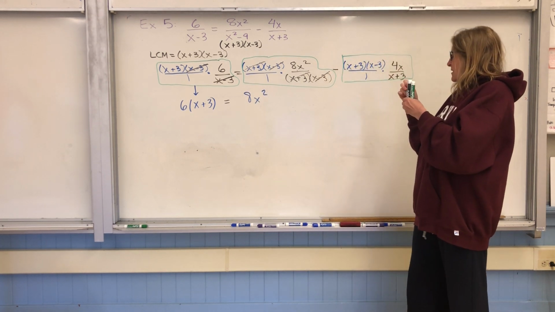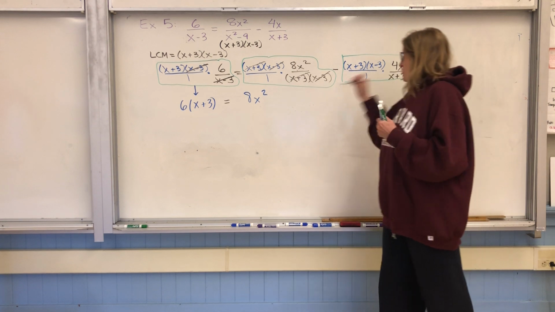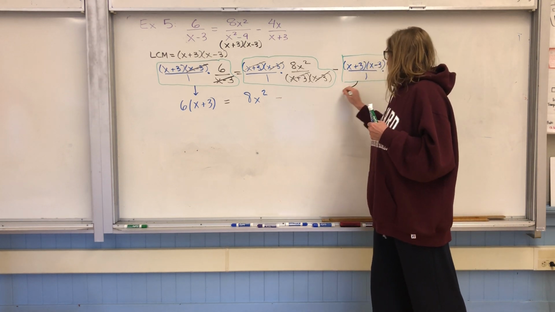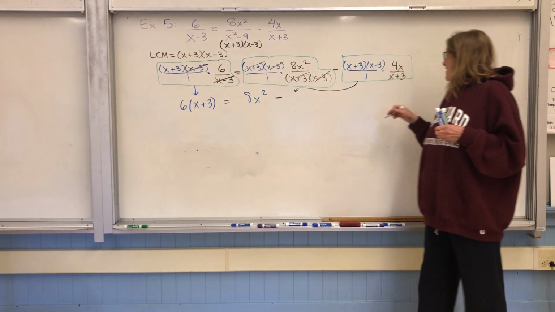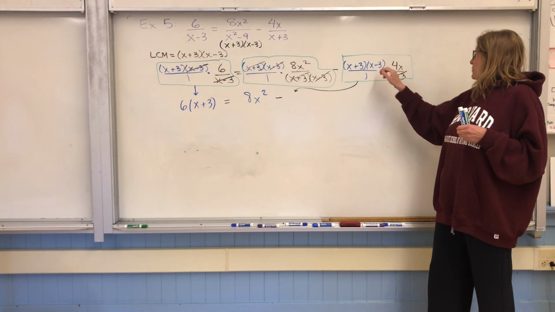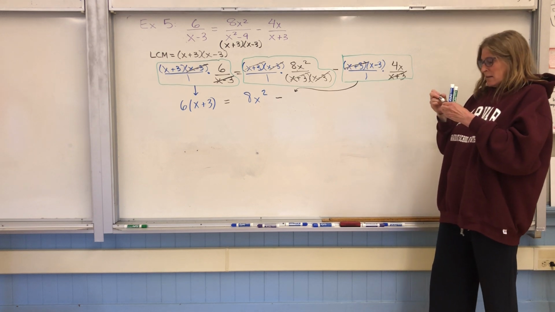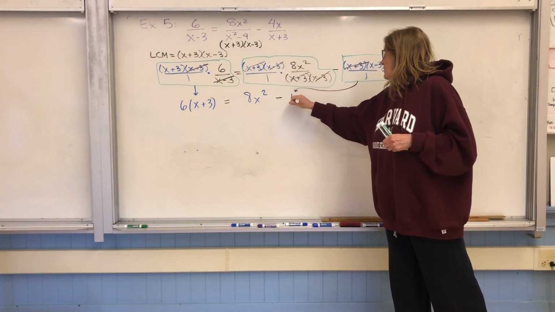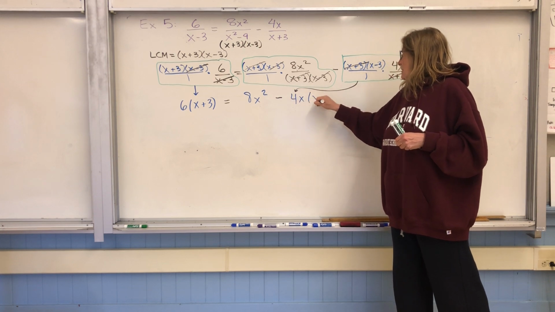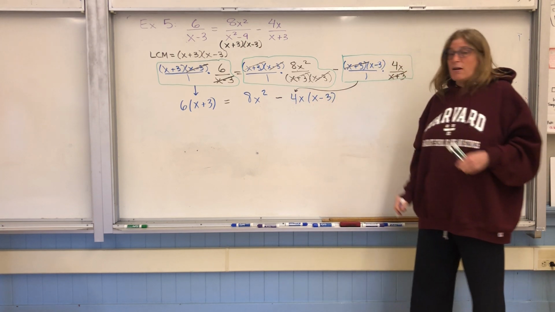And then I got a minus. And then I'm going to just draw a little arrow here. And I got 8x squared minus, and then what can I get rid of here? Well, I can get rid of the x plus 3. So that leaves me with 4x times x minus 3. Okay, so now I don't have any more denominators.